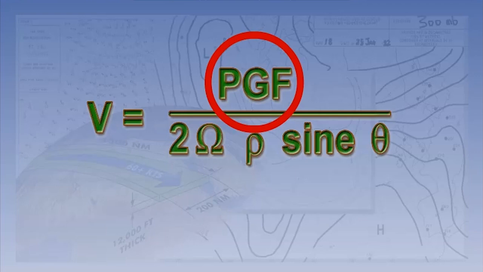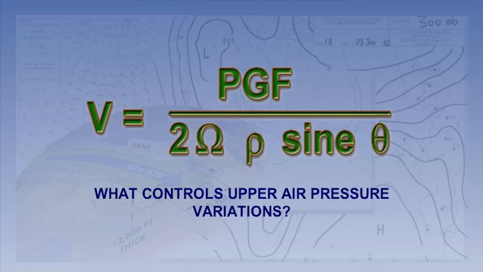We've seen in earlier lessons what factors control surface pressure. But what is it that controls upper air pressures, and therefore upper air pressure gradient forces? More importantly, why do we have varying pressures in the upper atmosphere? There is a simple explanation: the varying temperature between different air masses.